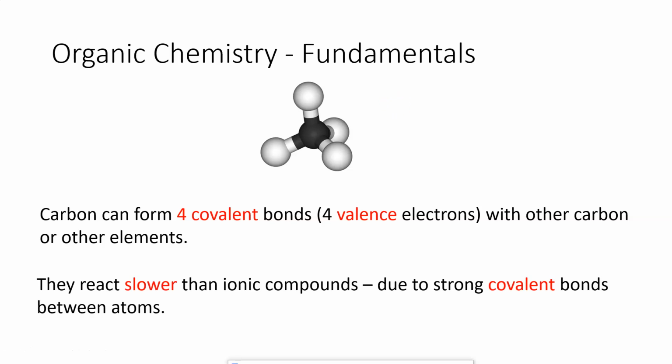Now, we said that the bond between carbon and either another carbon or another different atom is a strong bond. And we said that these bonds are covalent. Remember, covalent bonds are stronger than ionic bonds, and therefore the reactions between organic compounds are slower if we compare them with the reactions of ionic compounds. Okay?